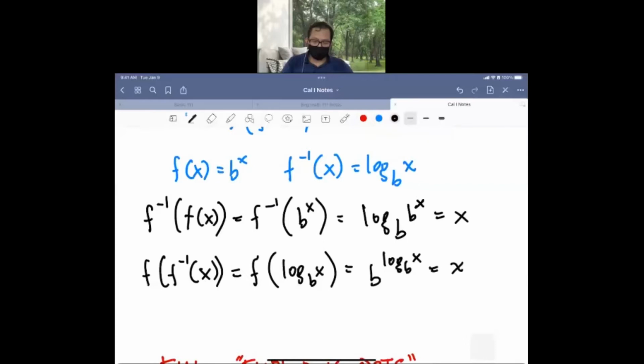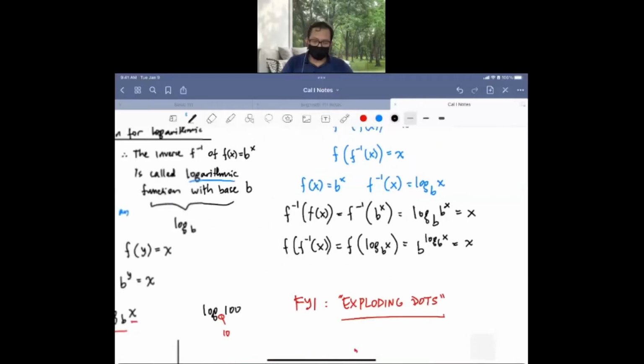Although we can also use the log property, not the inverse, to confirm that this is true. But I think if you know that the inverse of the exponent is the log, then we can just make sure that it's confirmed.